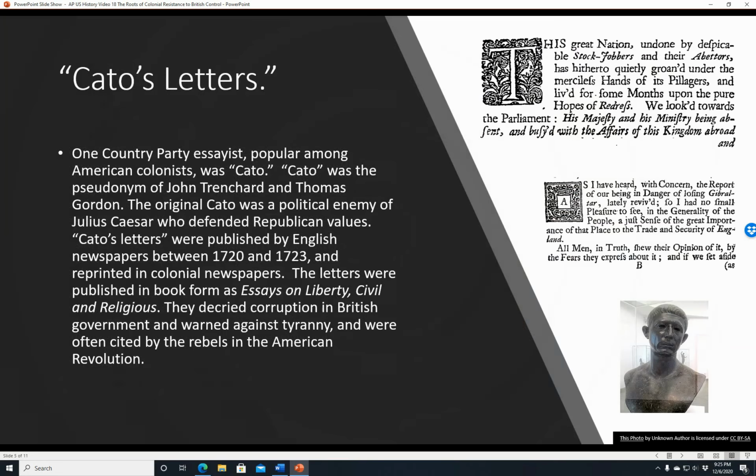Cato's letters. One country party essayist popular among American colonists was Cato. Cato was the pseudonym of John Trenchard and Thomas Gordon, so two writers who wrote together. The original Cato was a political enemy of Julius Caesar who defended Republican values. Cato's letters were published by English newspapers between 1720 and 1723 and reprinted in colonial newspapers.